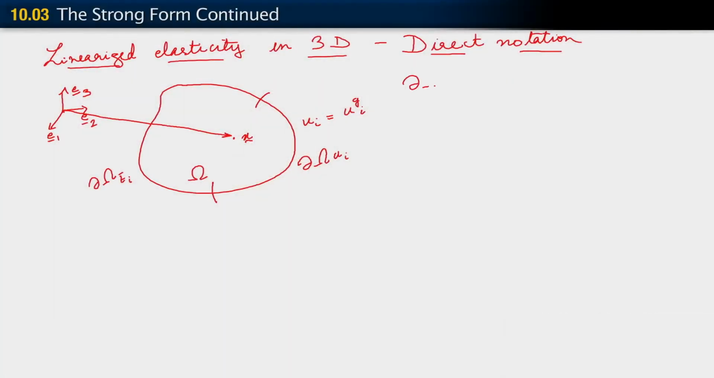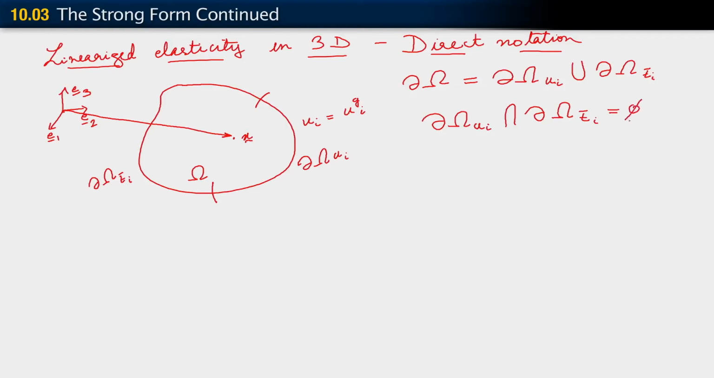Okay, so we have, of course, that the boundary is equal to the Dirichlet boundary union the traction, the Neumann boundary, and furthermore, for each such decomposition, the intersection is empty. Those boundary subsets are disjoint.